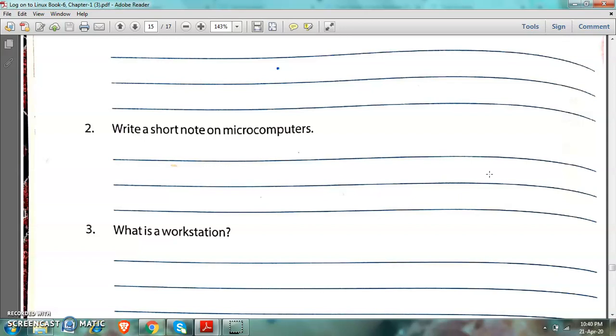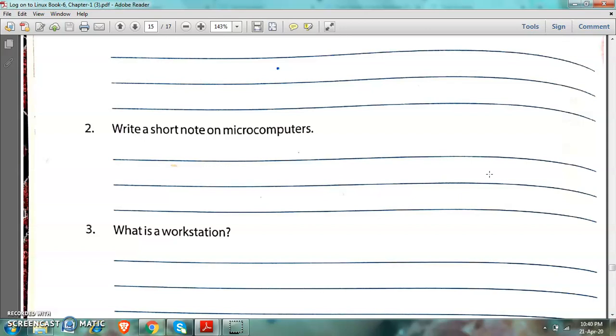I hope this question is clear to you. Here we have told about microcomputers, the size and the example, and what all peripheral devices are attached with them. So you have to write the answer within 2 or 3 lines. Okay, now come on. Third question: What is workstation?